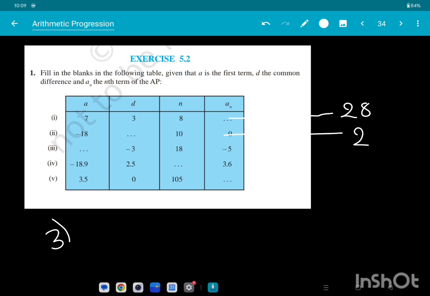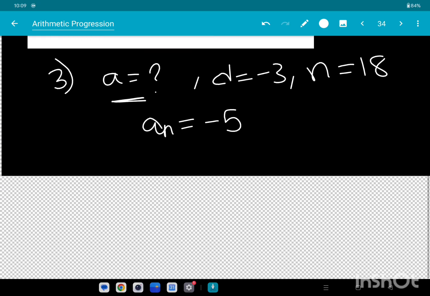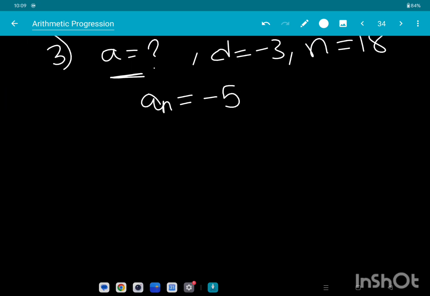What is the third problem here? Here it was given, we need to find the a value here, and the d value is minus 3, n value is 18, and it was given an is equal to minus 5. Now we need to find the a value. How can we find the first term in this question? So we will use the nth term formula, an is equal to a plus (n minus 1) into d.